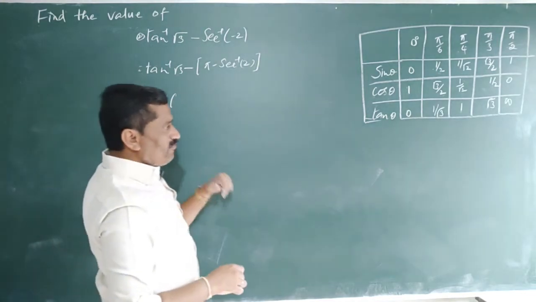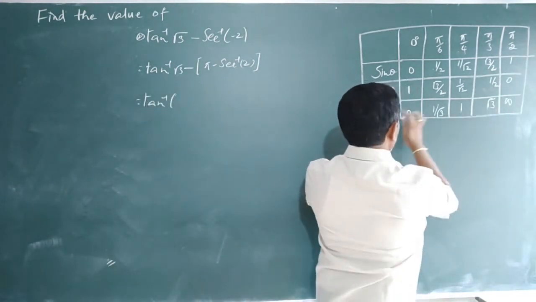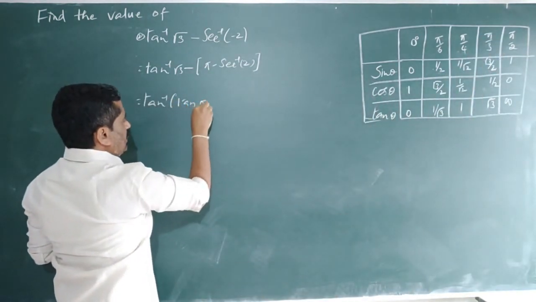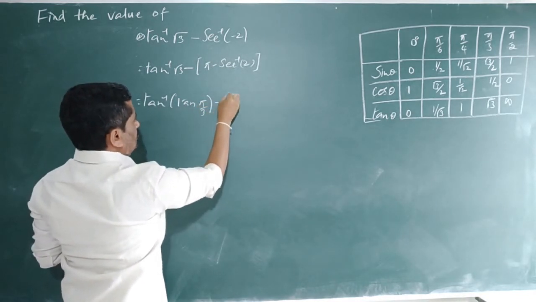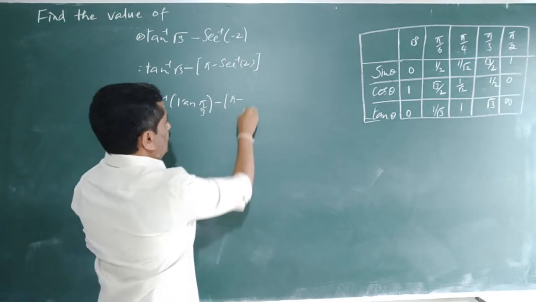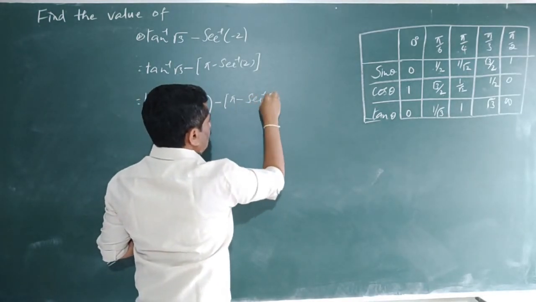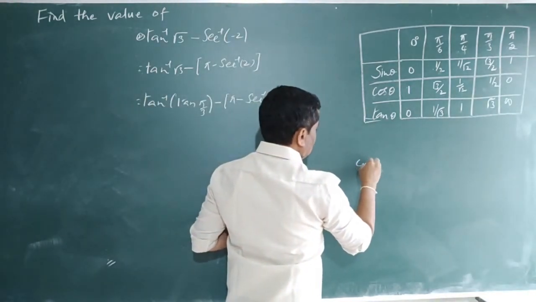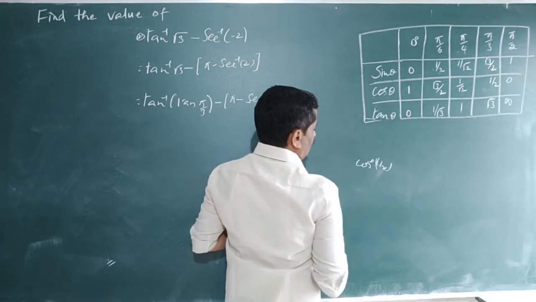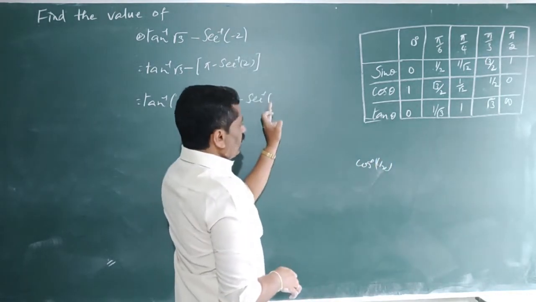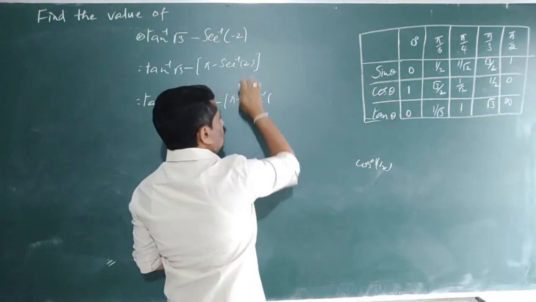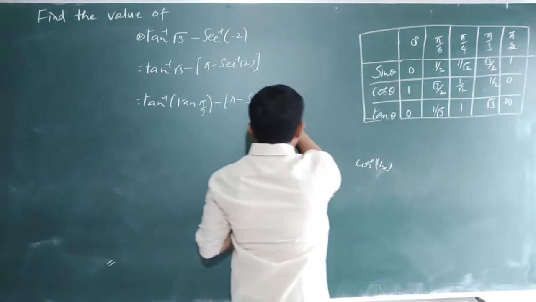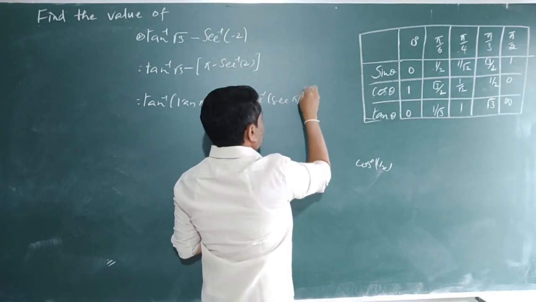So root 3, the angle whose tan is root 3 is pi by 3. So that is tan pi by 3. Again, minus of pi minus, so again, that is secant inverse of root 2. So now we know that secant inverse can be written as what? That is cos inverse of 1 by 2. The angle for which secant is 2, that is secant of pi by 3. That is secant pi by 3.